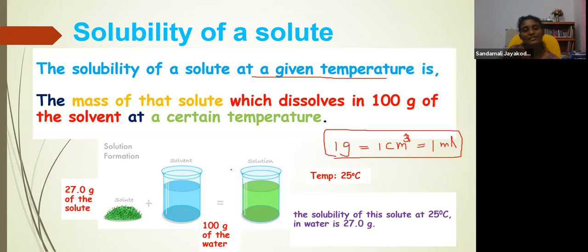water. We can take 100 milliliters only if it is water. If it is another solvent, we have to take this mass specially. We measure it and take it, and then dissolve our solute to find out the solubility of that solute in that particular solvent at the given temperature.